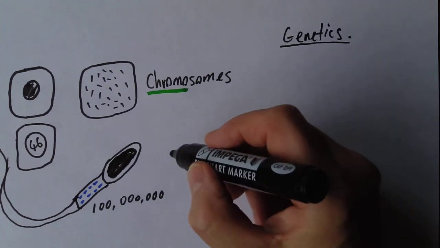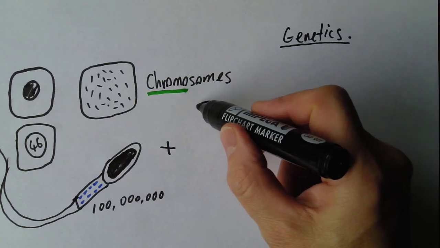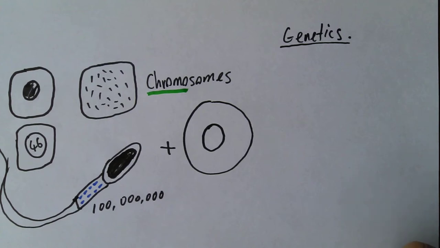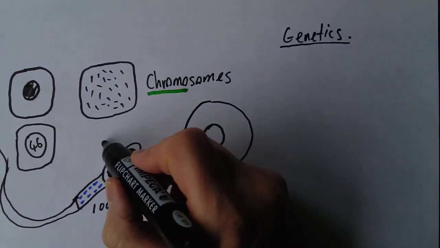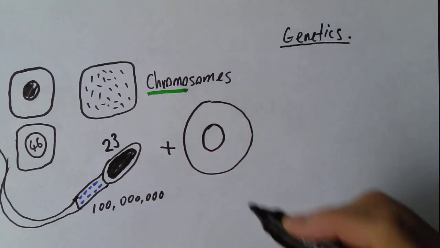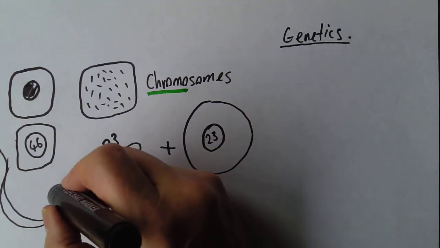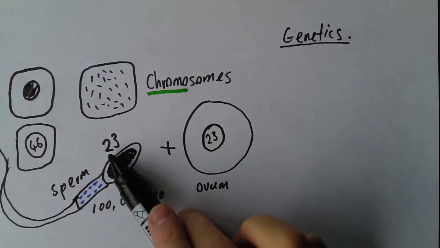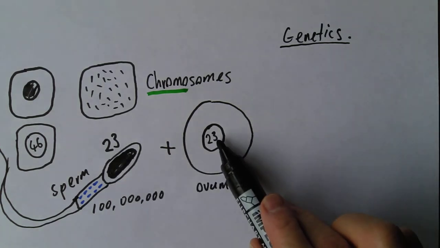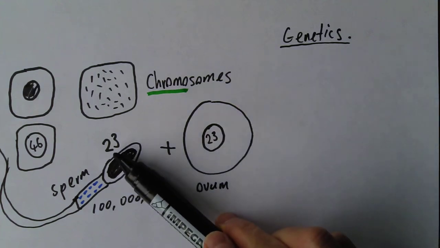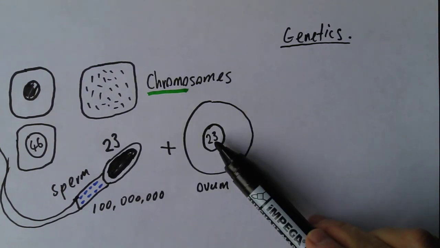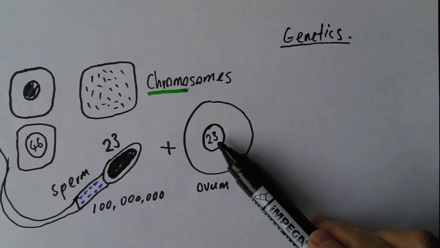And to get a new life, we need to combine this with one of the largest cells in the body, the female ovum. Here we have the female ovum. And the key thing is that the sperm cells contain 23 chromosomes and the ovum. So that's the sperm. This is the ovum. 23 chromosomes from the sperm, 23 chromosomes from the ovum. But of course, it's not just any 23, it's one chromosome from each pair. And likewise, your mother provides you with one chromosome from each pair.